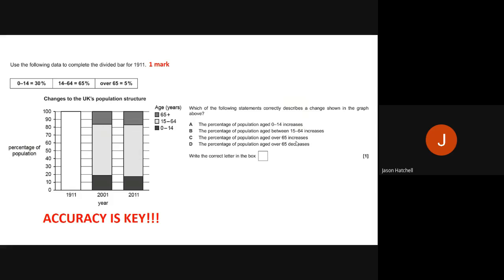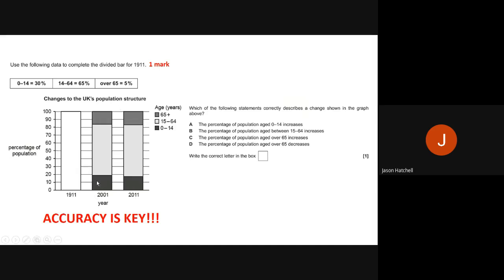The next type of question I have for you is a different type of question. This was in 2018 as well, and you were given this graph exactly as you see it. It said use the data to complete the divided bar for 1911, and it was 1 mark. So we can see what colors are used for what ages. So what we're going to try and do with our pencil is shade it in as well so that we can see which sections are which.